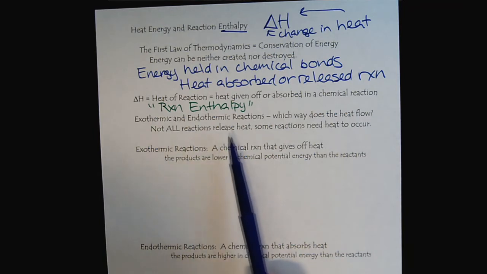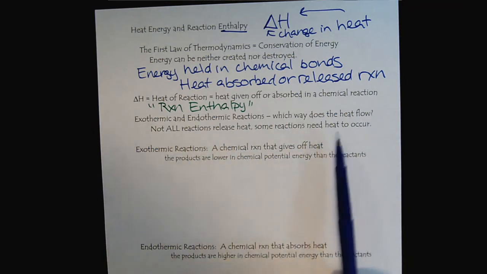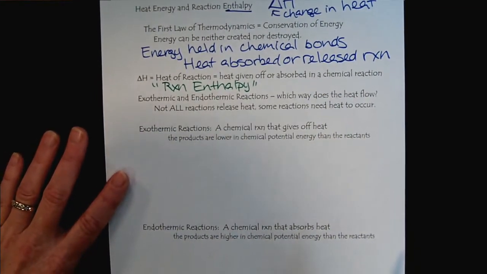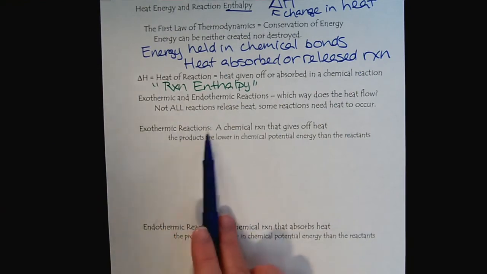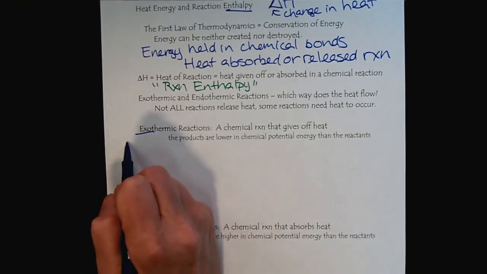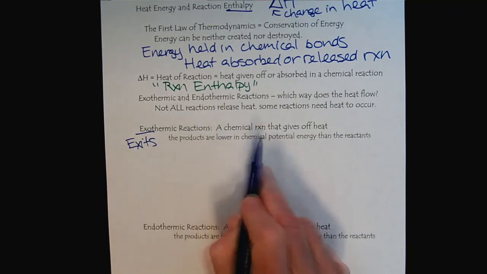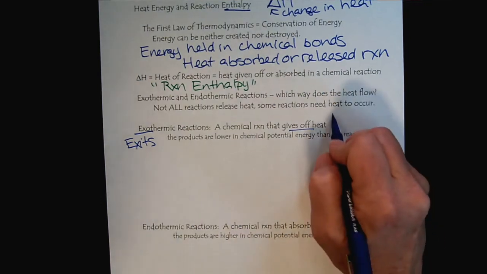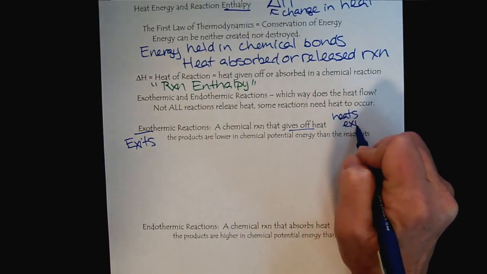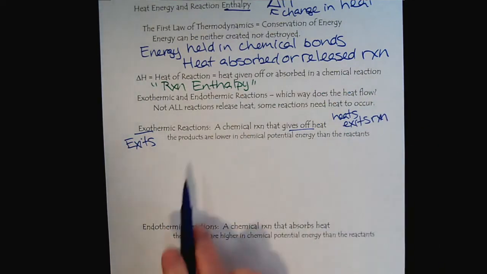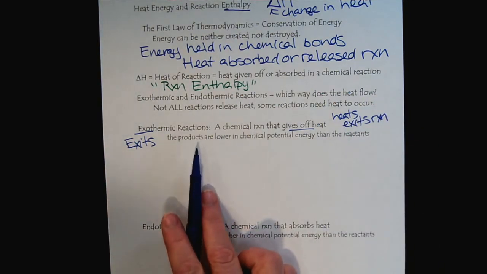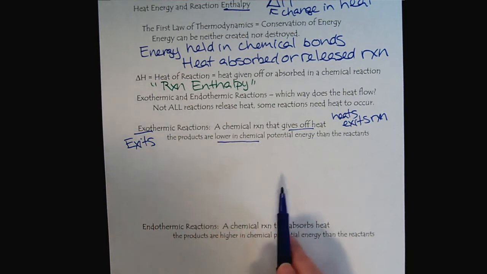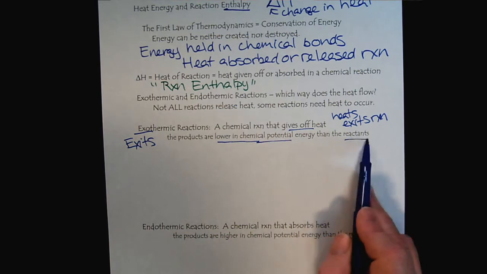Not all reactions release heat. Some reactions need heat to occur. So we have 2 different terms to describe these reactions. With an exothermic reaction, exo, exits, the reaction gives off heat. Heat exits the reaction. So what is that telling us energetically about the products and the reactants? That's telling us that the products are lower in potential energy than the reactants.